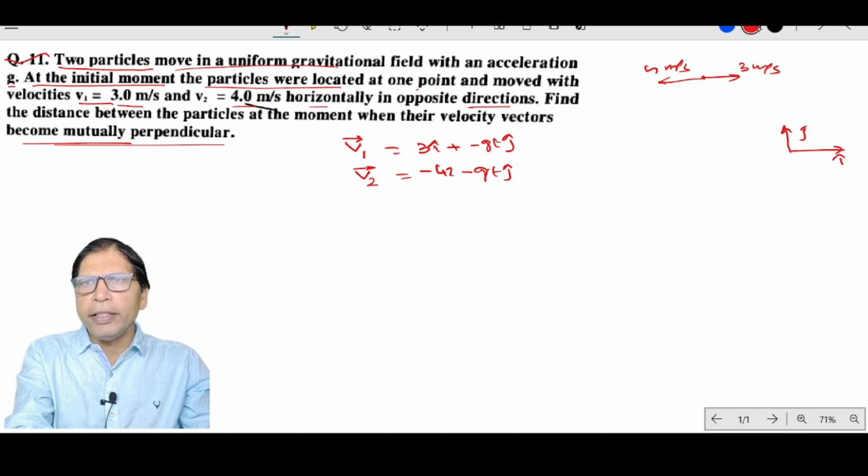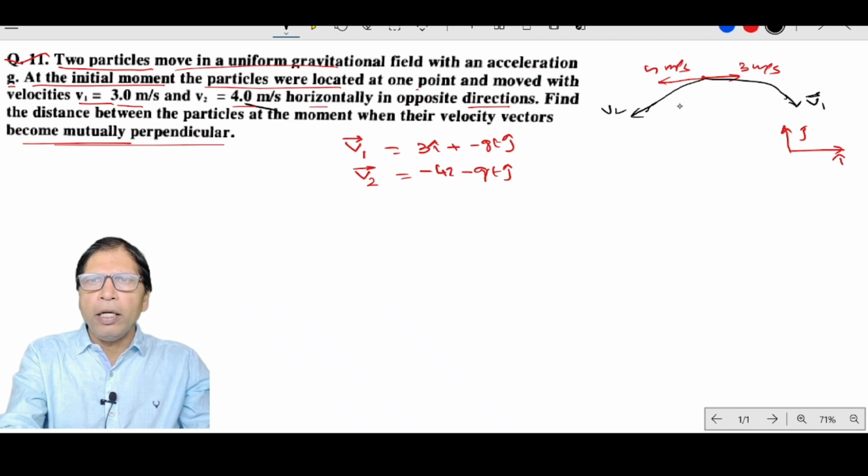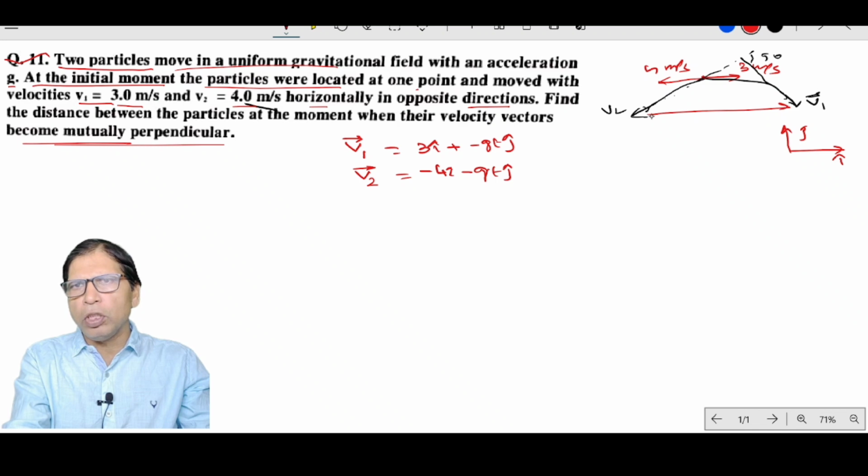That is, look at the trajectory and this direction. So their velocity vectors are perpendicular to each other. Here the velocity vector is directed as the v1 vector, and here the velocity vector is the v2 vector. Now the angle between the v1 vector and the v2 vector is 90 degrees. This angle is 90 degrees. So we have to calculate the distance between these two.